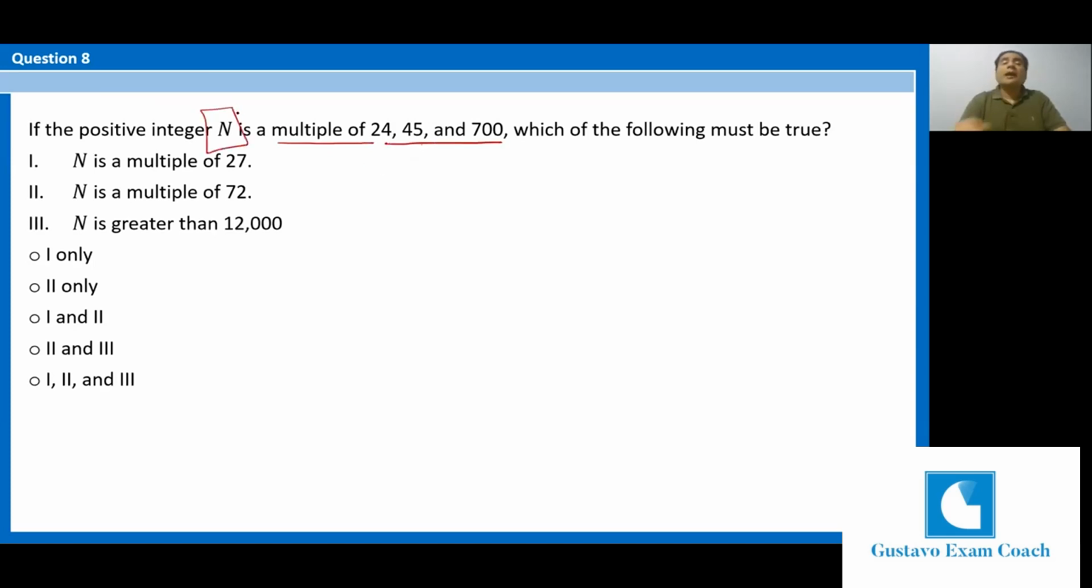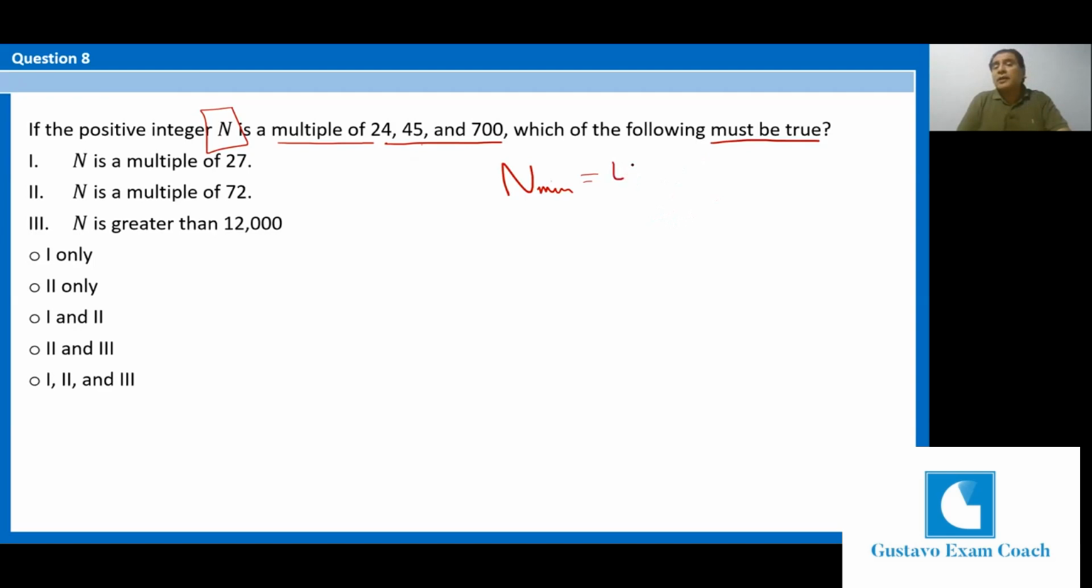Even though n can have infinite values, as the multiples of these three numbers are infinite, you can try the minimum value to validate the statements because it says it must be true. So if the minimum is true, then it follows that it will always be true for greater values of n.